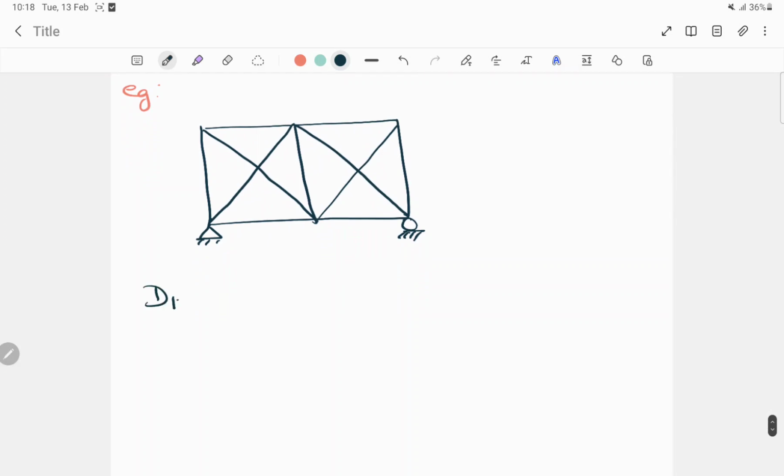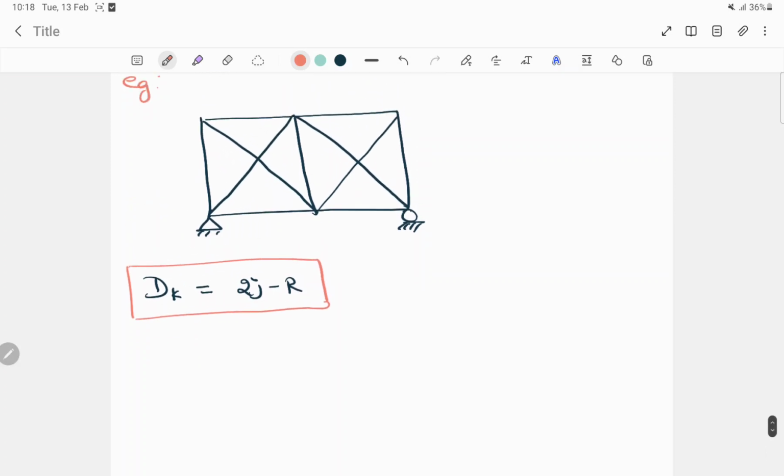We have a formula with us, that is dk is equal to 2j minus r. This is the formula for finding the degree of kinematic indeterminacy in case of the truss. Now how many joints are here? Let's count: 1, 2, 3, 4, 5 and 6. We have j is equal to 6.